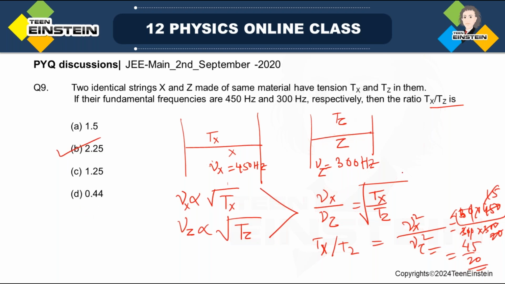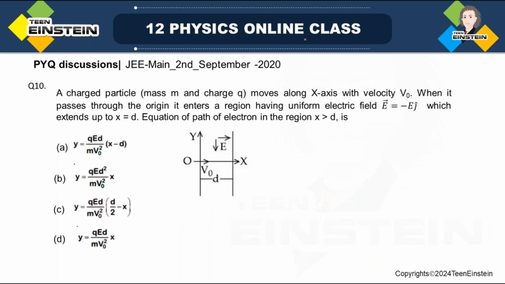So the next question, let us go for the next question. So this question says a charged particle of mass m and charge q moves along x-axis with velocity v naught. When it passes through the origin, it enters a region having uniform electric field E is equal to minus J. That means in the negative y direction. Electric field is there in the negative y direction, which extends up to D.